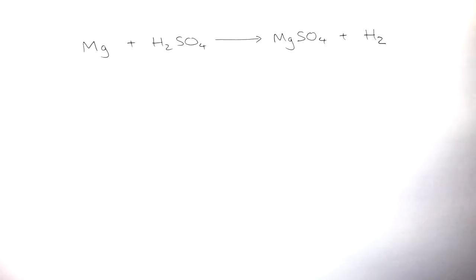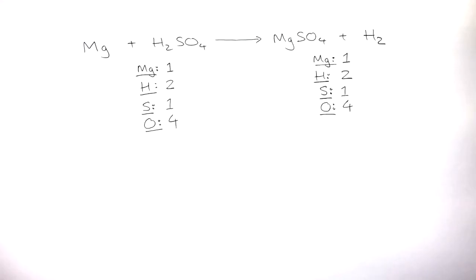Pause the video now to check if this equation is balanced. The answers will follow. Using this technique, we can see this symbol equation is balanced because the number of each atom is the same on the reactants and the products.